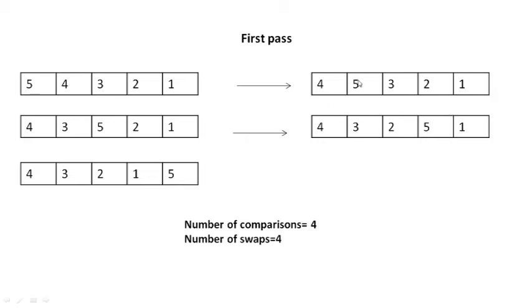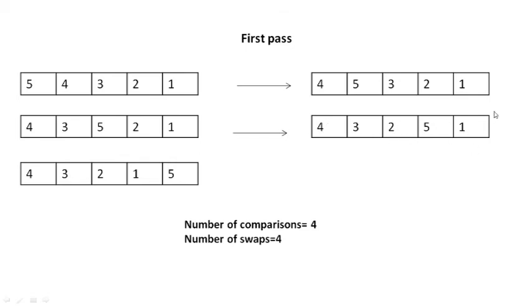Let's see how. 4 and 5 we were comparing, the pointer was at this position and this position, so 5 and 3 will be compared. 3 is smaller, so 3 will come at the place of 5, and 5 will come at the place of 3, and the number of comparisons became 2 and the number of swaps is also 2. Now 5 and 2 will be compared, then 2 will come at this place since 5 is greater and 2 is smaller. Now these values are swapped, the number of comparisons became 3 and the number of swaps also 3.